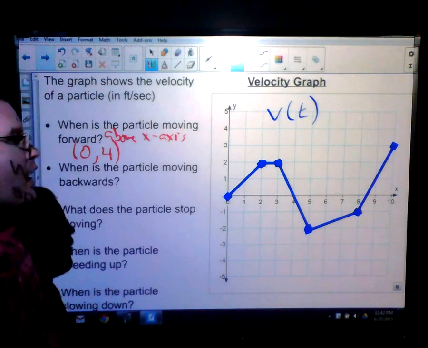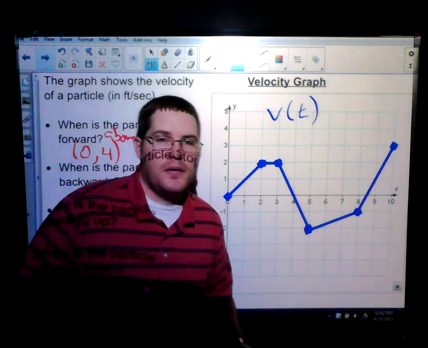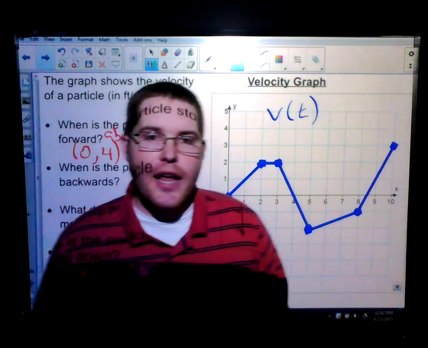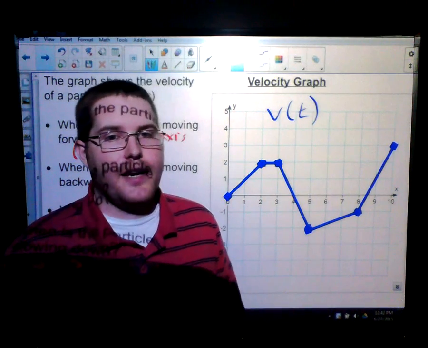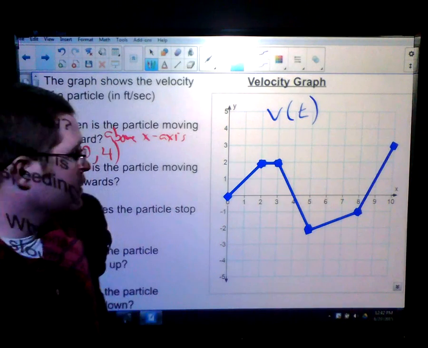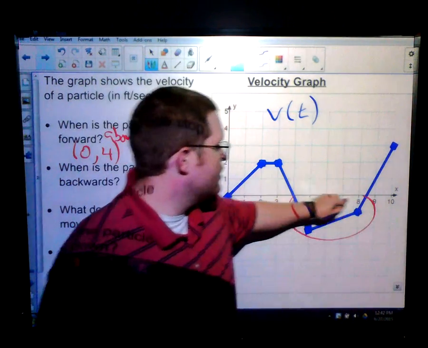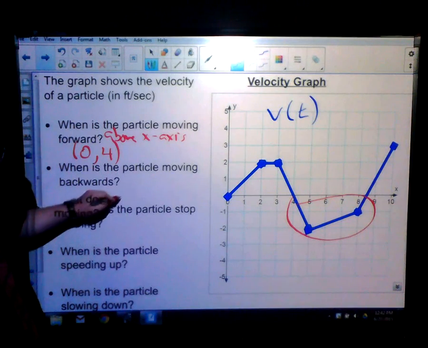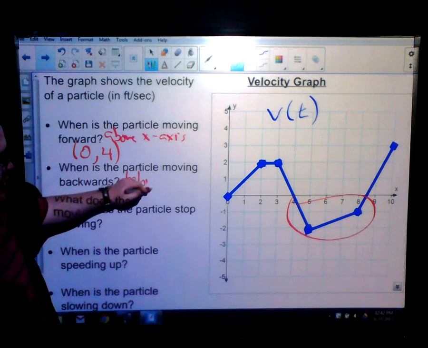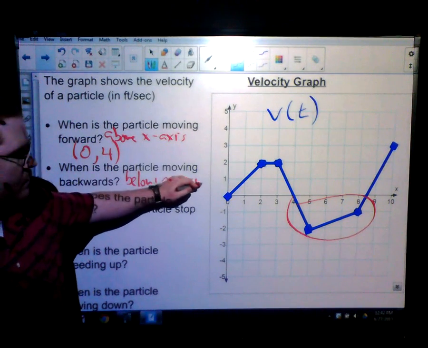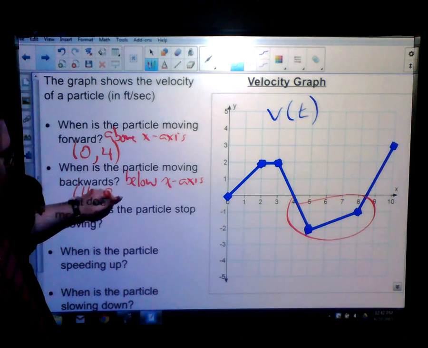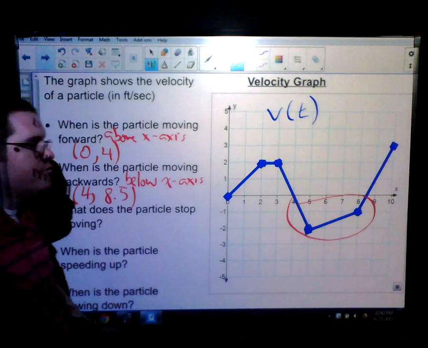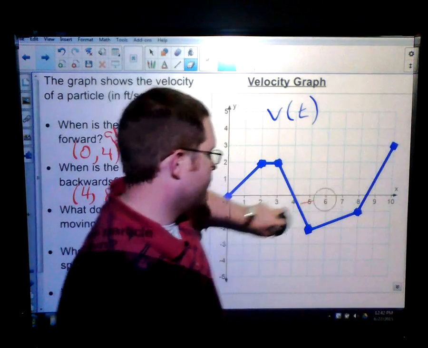When is it going backwards? What does backwards mean? It means the velocity is negative. This is a velocity graph, so when is this graph negative? The graph is negative when it's below the x-axis. So I want below the x-axis. From 4 to 8.5.